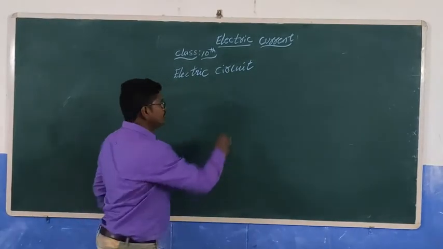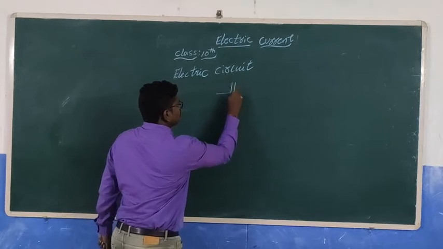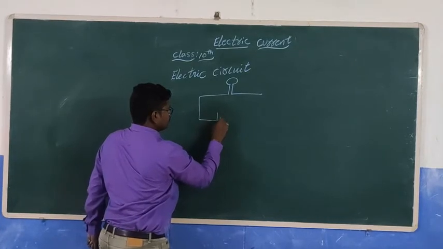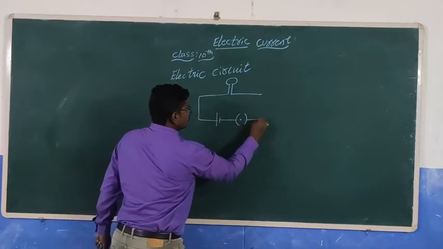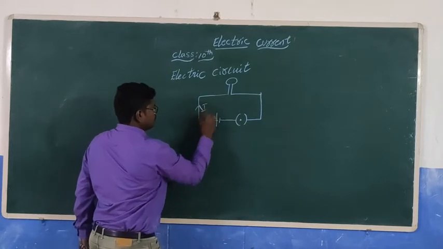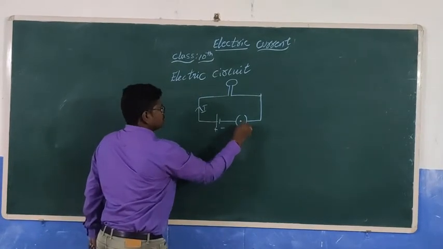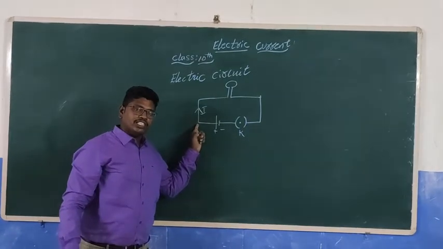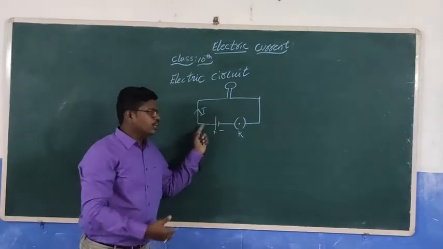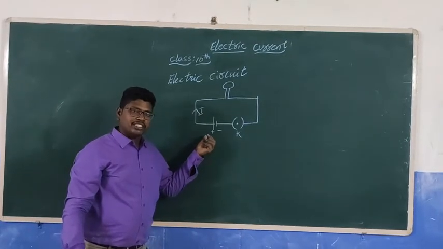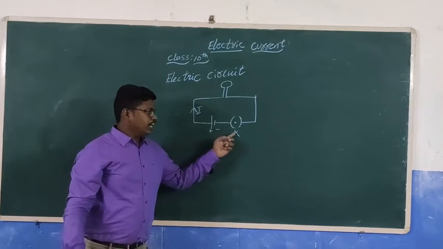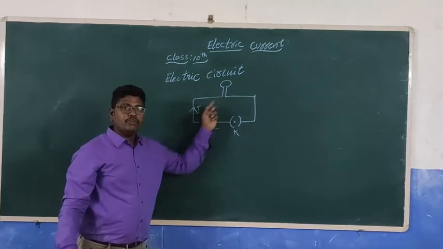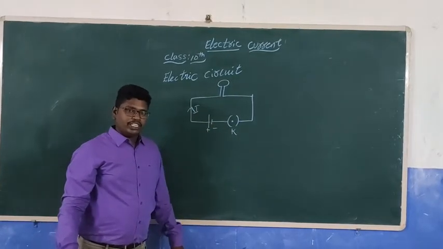First of all I will draw the circuit. See here, this is a bulb. These are connecting wires, and here I prefer to use copper wires. This is a battery which has positive and negative terminals, and this is a key. Here the battery is connected to the bulb with the help of a copper connecting wire.